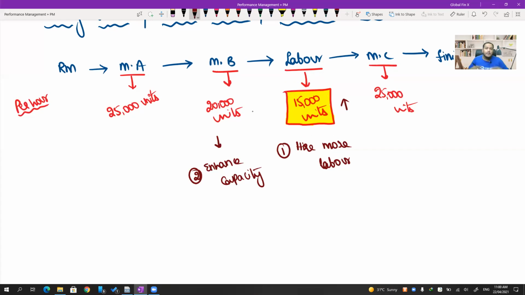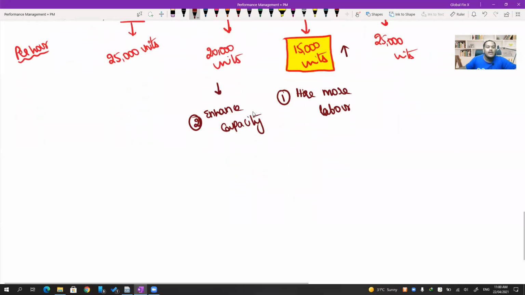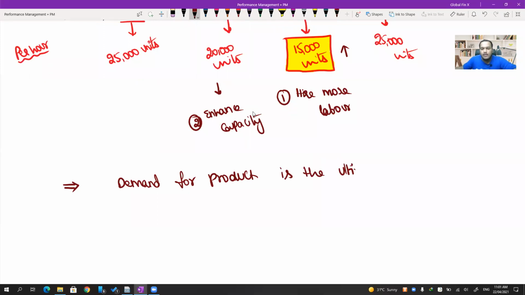So these steps keep repeating. Identify a bottleneck resource, enhance it, again identify another bottleneck resource, again enhance it. So this process keeps rotating like this. It's a circular process. Sir, what is the only bottleneck that we cannot rectify or enhance? Demand for the product is the ultimate bottleneck. You cannot go over and above your demand, sir.